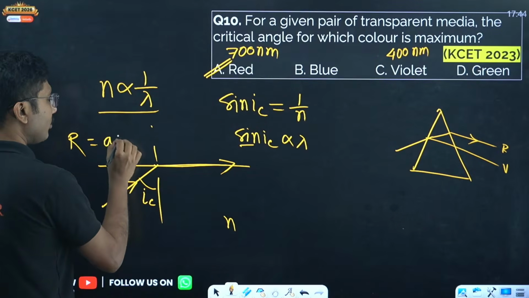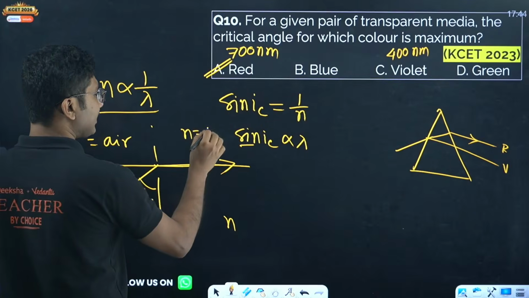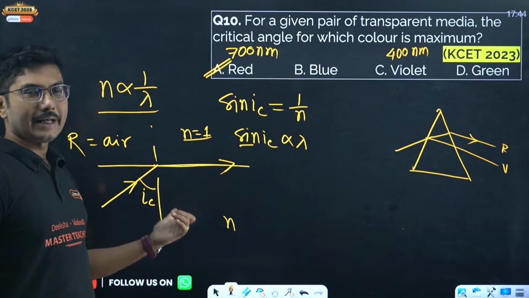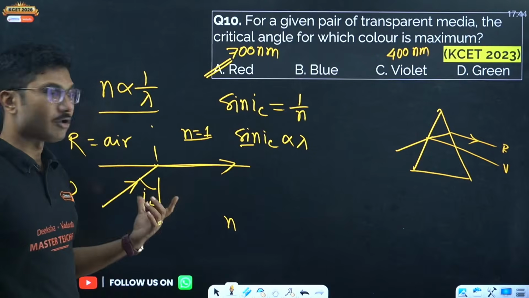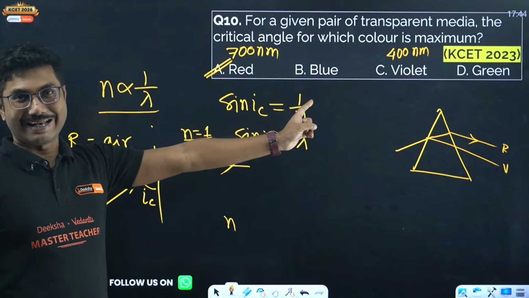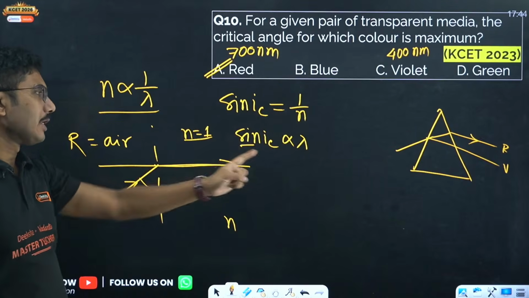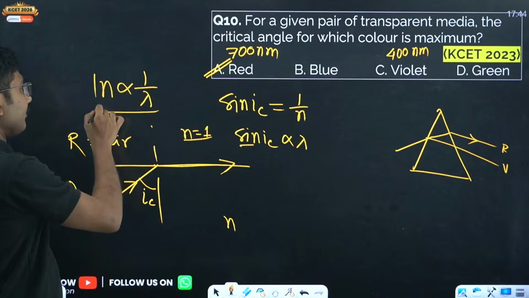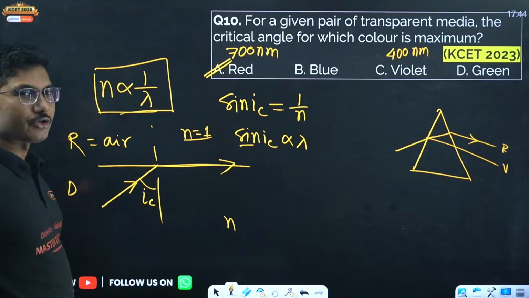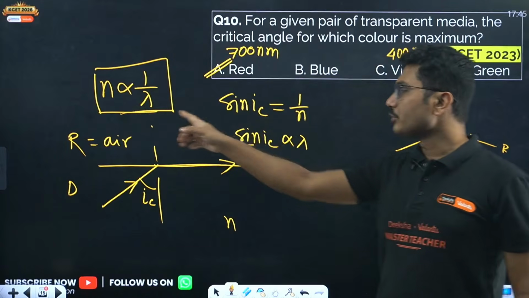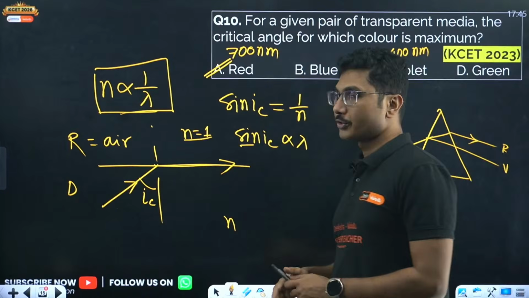If the refractive index of this medium is n, the other is generally considered to be air or vacuum, so its refractive index is considered to be 1. The critical angle can be shown from Snell's law: it is 1 by n, where n is the refractive index. Now, refractive index is inversely proportional to wavelength, so critical angle must be directly proportional to wavelength.